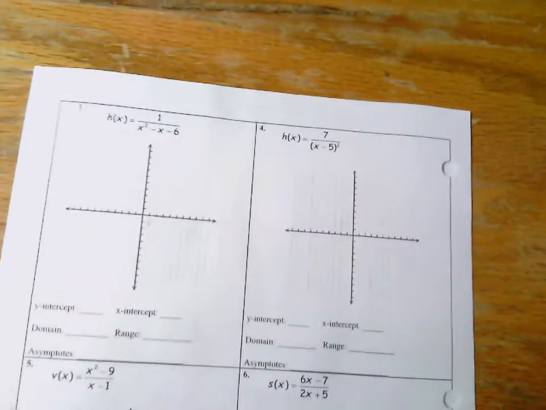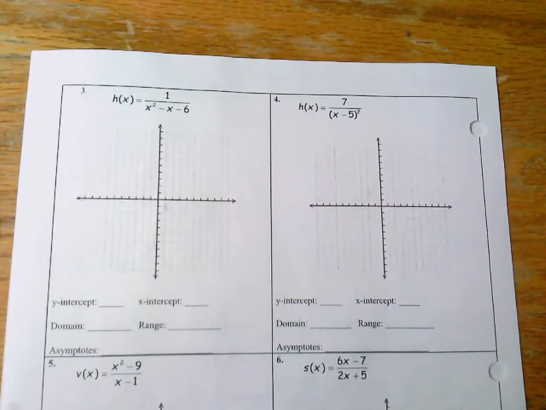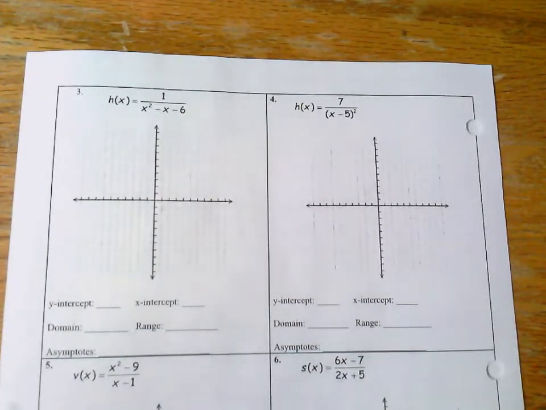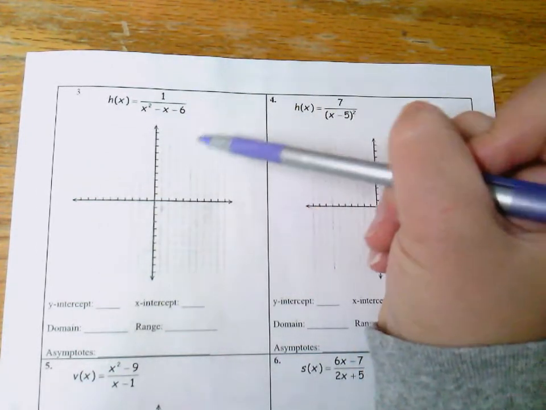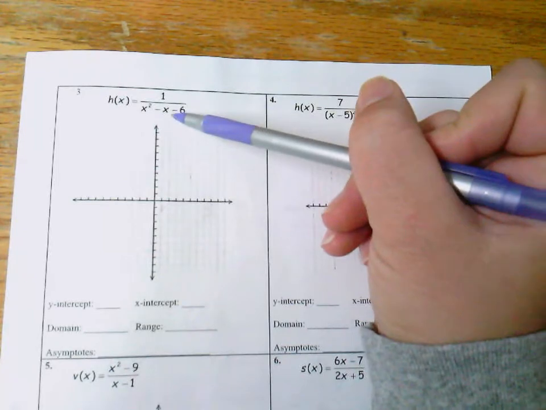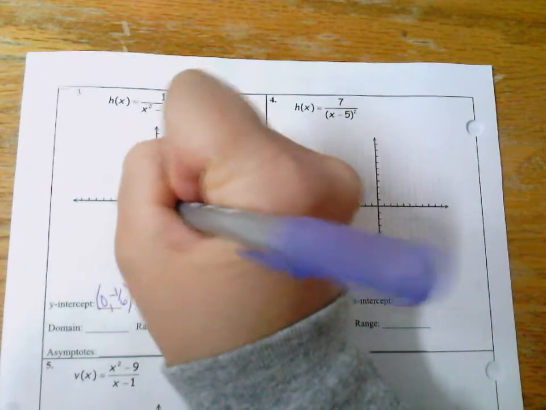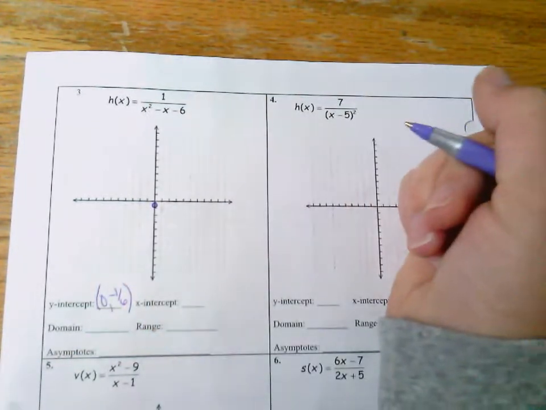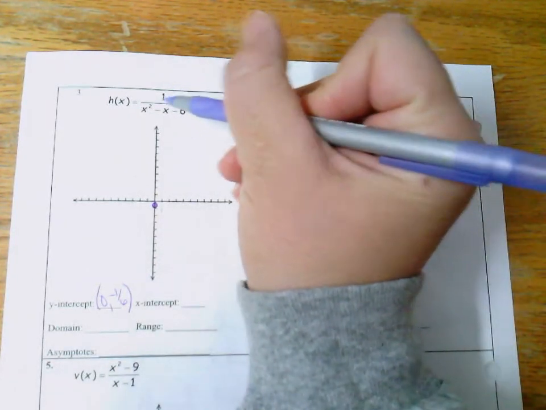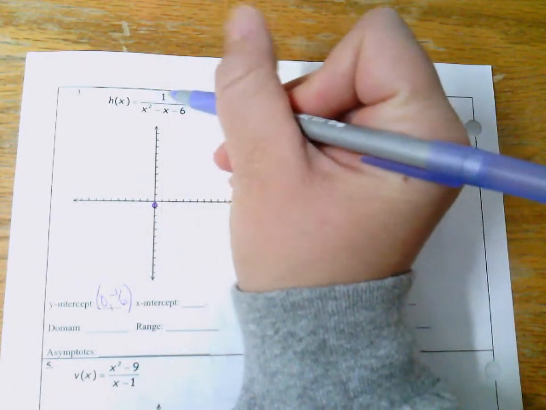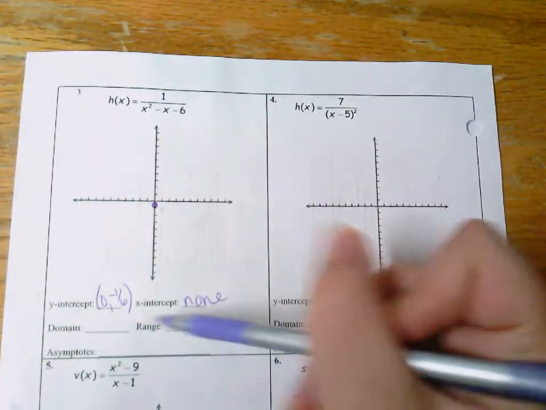So I'm going to look at number 3 and 4 here. All right, so on number 3, I start with my y-intercept. When I plug in 0, I get 1 over negative 6. So my y-intercept is at 0, comma, negative 1/6. My x-intercept, again, is none because my numerator can never equal 0. My numerator is 1. Skip my domain and range for a minute.